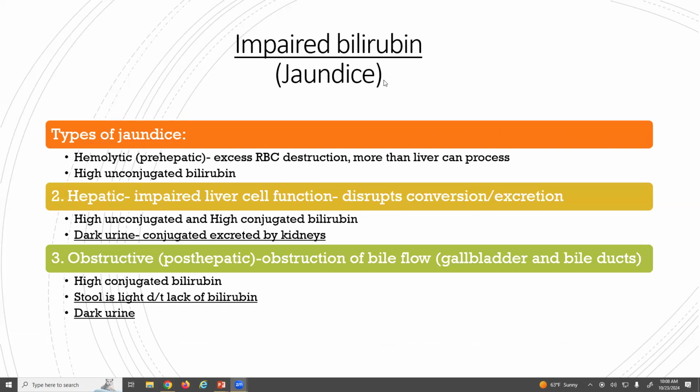So the types, we have hemolytic or prehepatic jaundice. So that's when we have excess red blood cell destruction. And the liver can't process that because, again, the liver helps with the breakdown and excretion of those red blood cells. Okay? Now, you see this in babies, right? We're going to talk about this a lot in 2030 in spring semester.